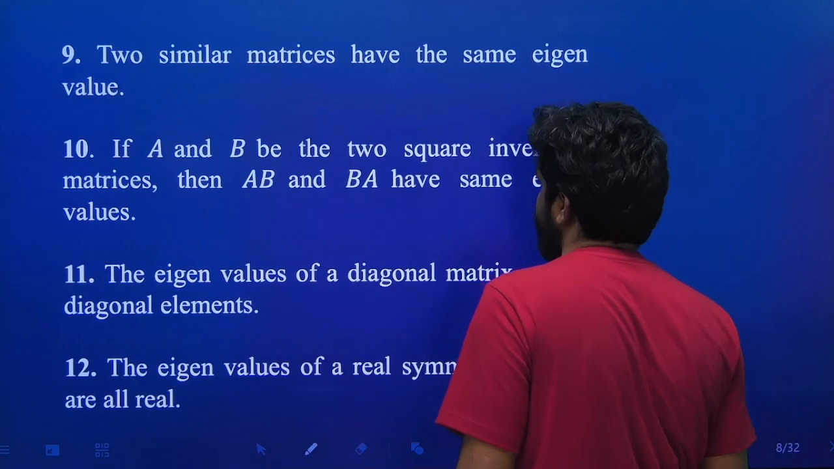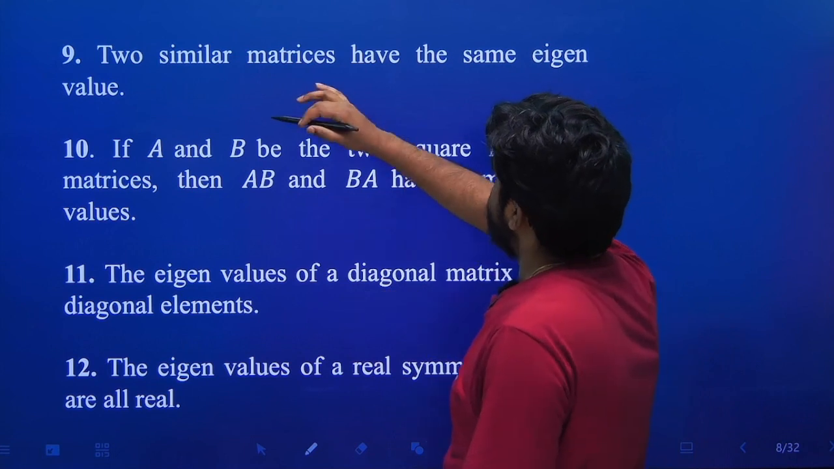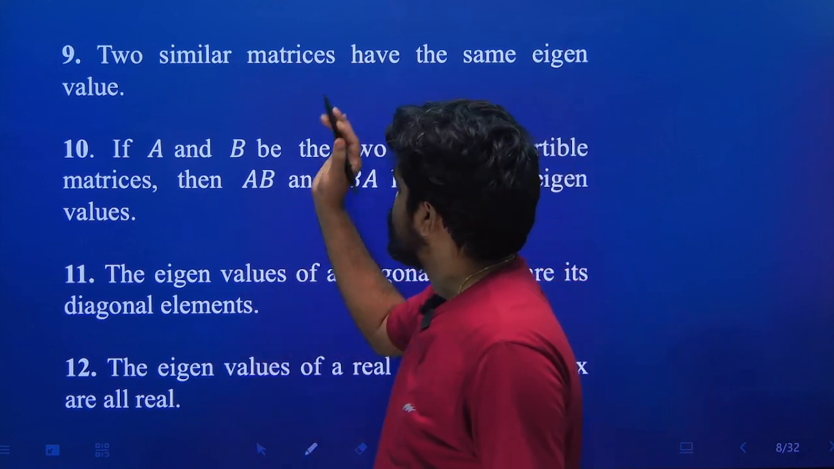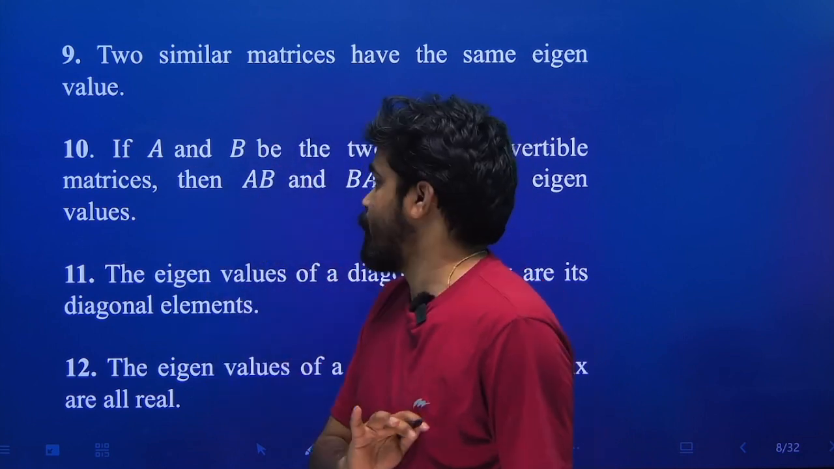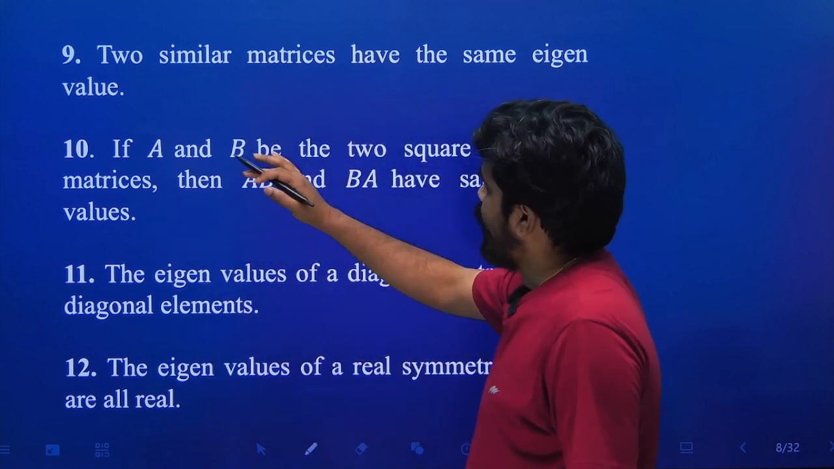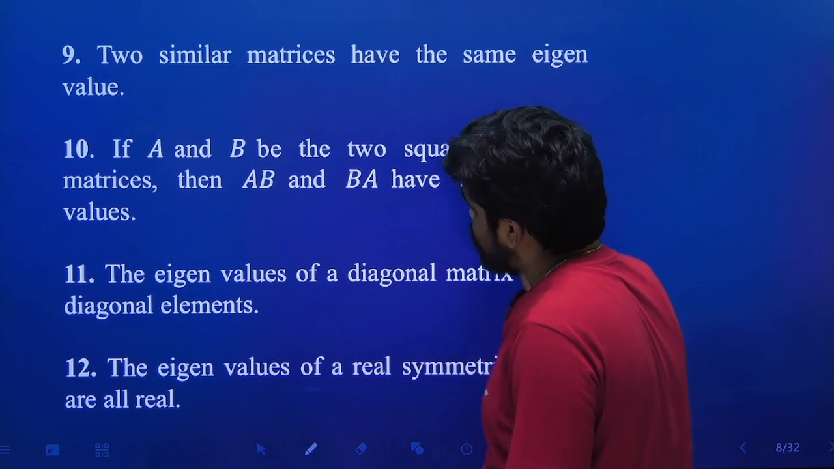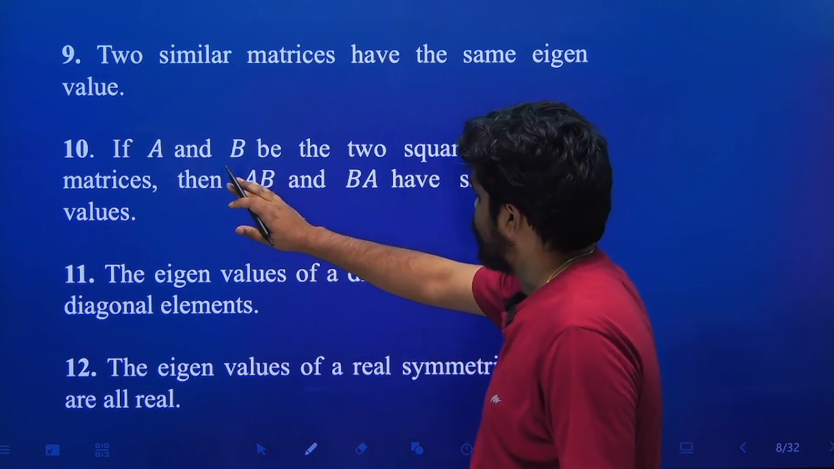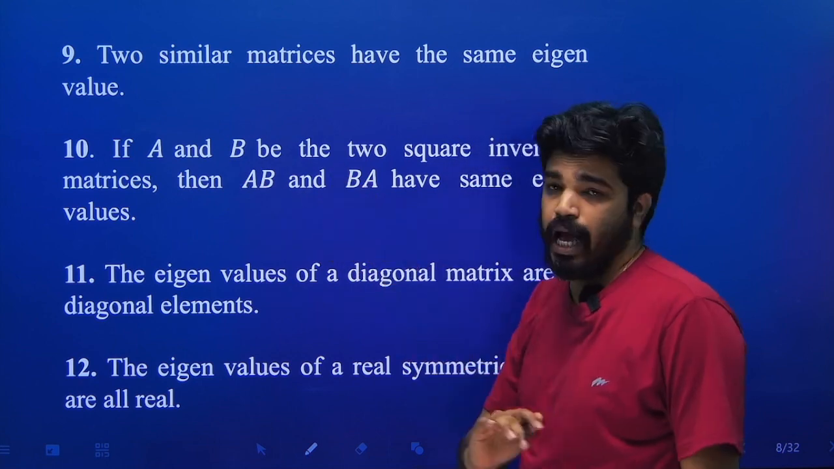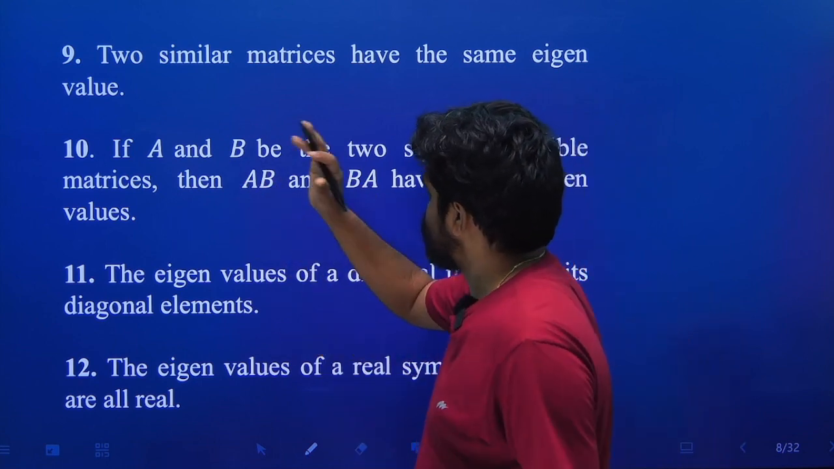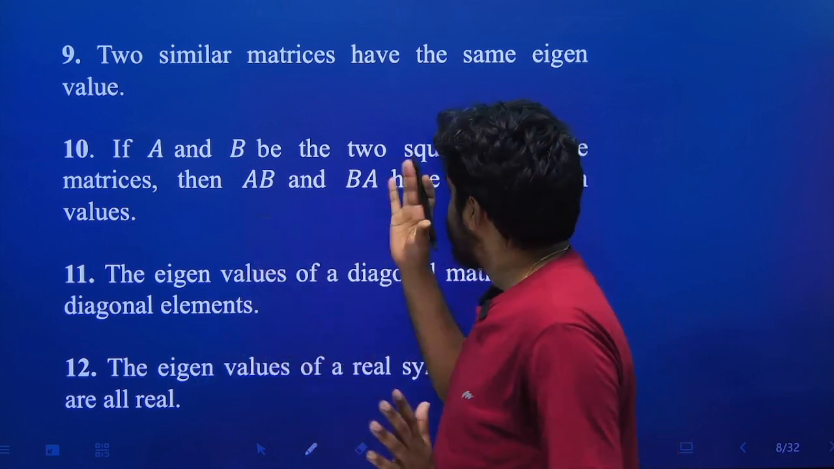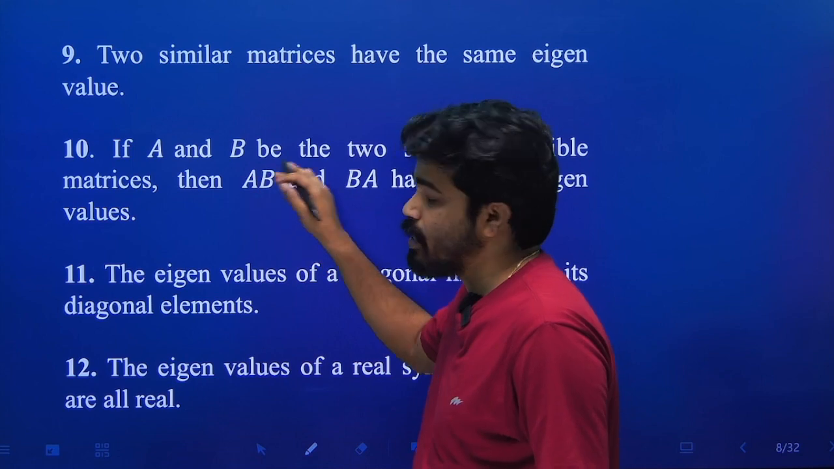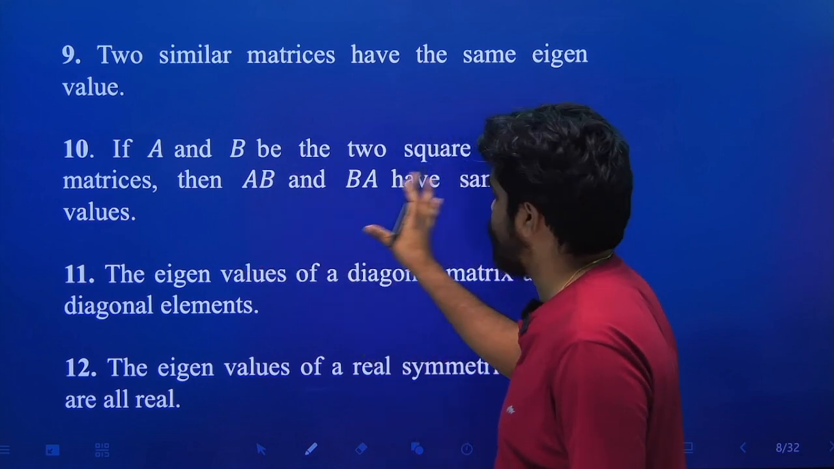Okay, so next, two similar matrices have the same eigenvalue. That means দুটো ম্যাট্রিক্স যদি সিমিলার হয় তাহলে সেম আইগেন ভ্যালু থাকবে। নেক্সট, if A and B are the two square invertible matrix, that means A is non-singular, B is non-singular, then AB and BA have the same eigenvalues. ঠিক আছে, if A and B are non-singular matrix, then AB and BA have the same eigenvalues.